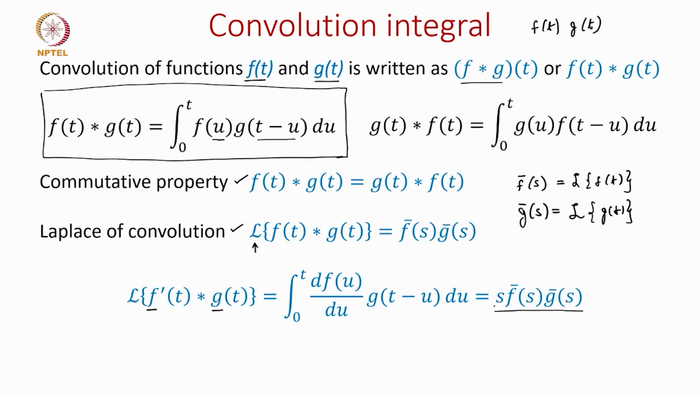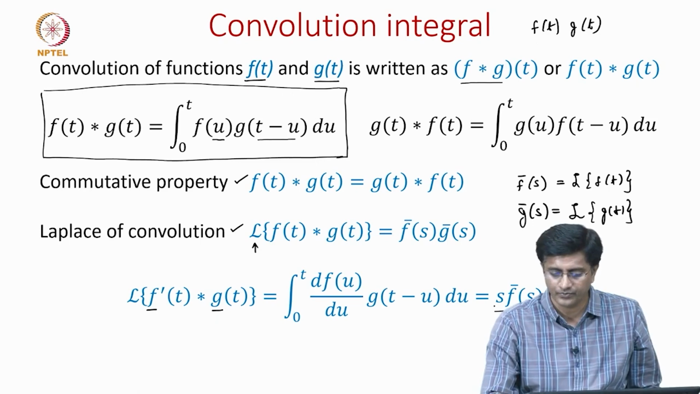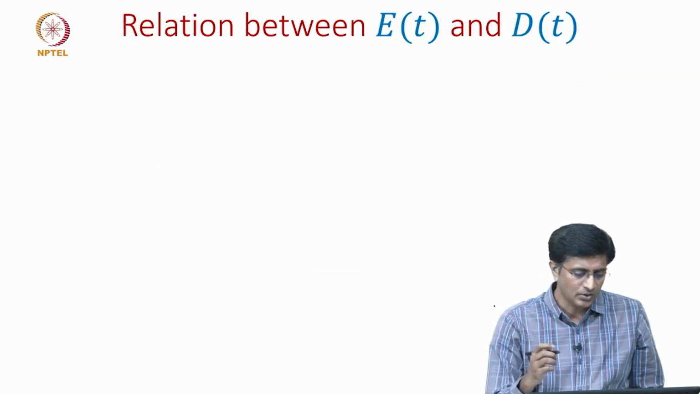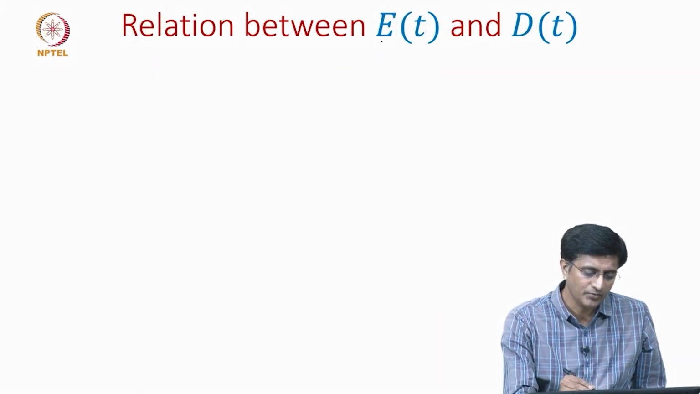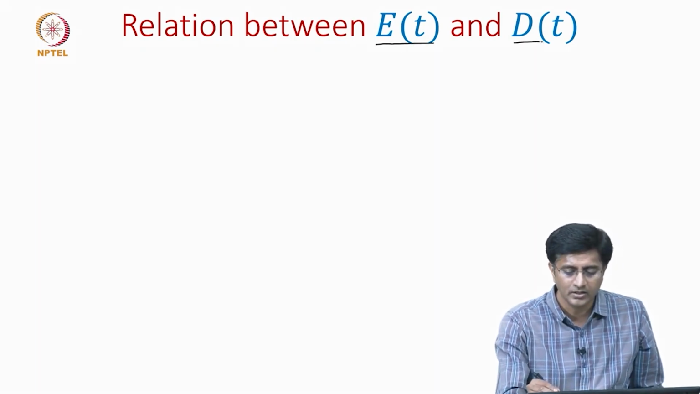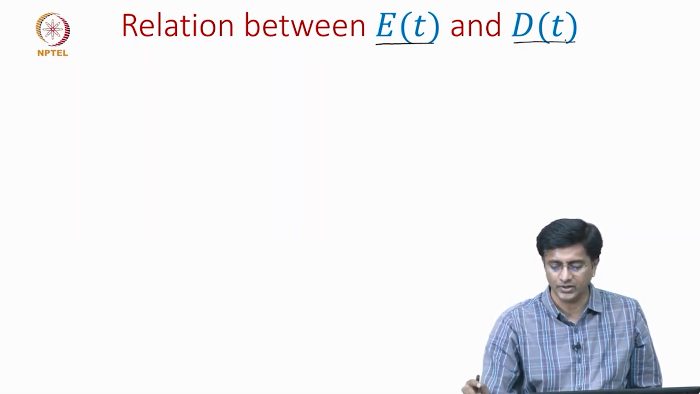Now let us see how we can use this knowledge about the convolution integral and apply it to the Boltzmann integrals, which we discussed in the previous video. So here we will try to come up with a relation between the relaxation modulus E of t and the creep compliance D of t.